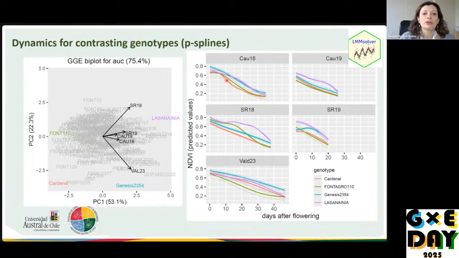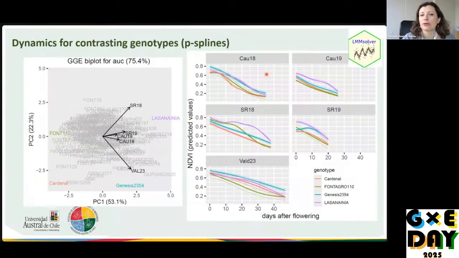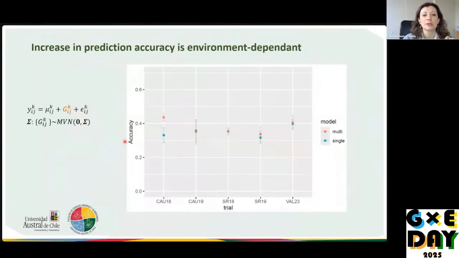We said, well, we have a lot of variation in NDVI. Let's check how this variation in NDVI, represented by the area under the curve, so the sum of all these fitted values for each day, relates to yield. Because if it does, it can help us predict yield. And then we were again happy because the pattern we see for G/E for NDVI was similar to the G/E for yield. So I said, okay, let's put everything in a linear mixed model for genomic prediction using some markers, and we can predict how genotypes can behave.